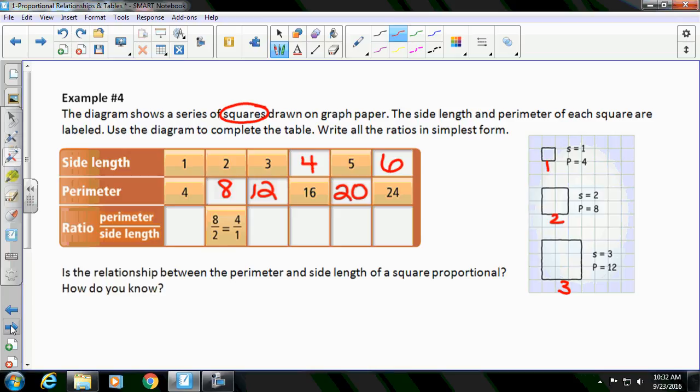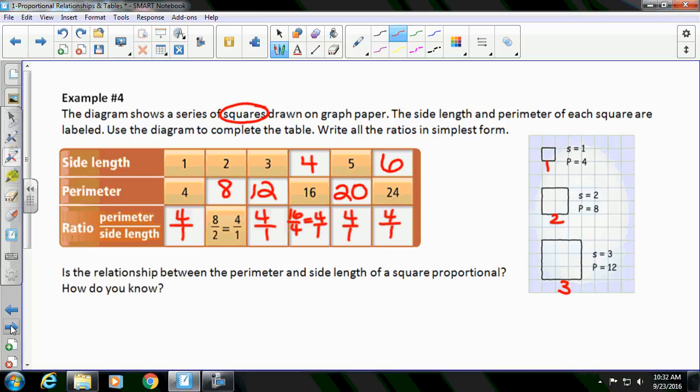So if I write my ratios, the perimeter to the side length, 4 over 1. Here for the next one, 12 over 3 simplifies to 4 over 1. 16 over 4 simplifies to 4 over 1. 20 over 5 simplifies to 4 over 1. 24 over 6 simplifies to 4 over 1. Is the relationship between the perimeter and the side length of the square proportional? It certainly is. And how do we know?